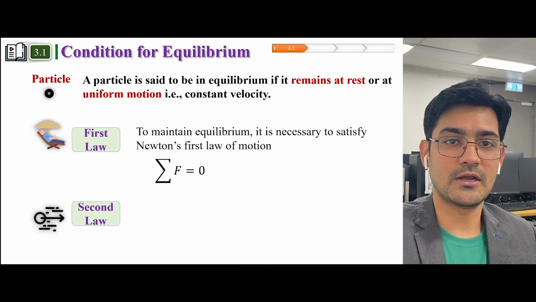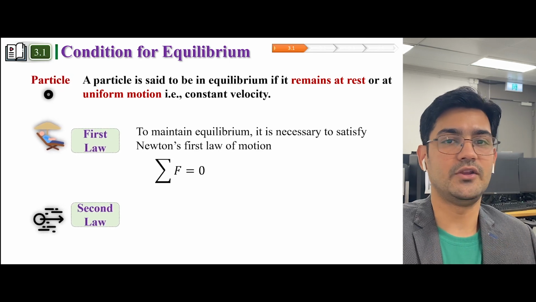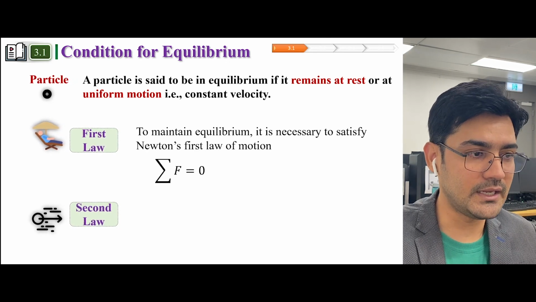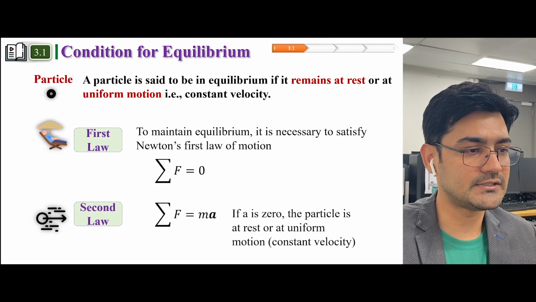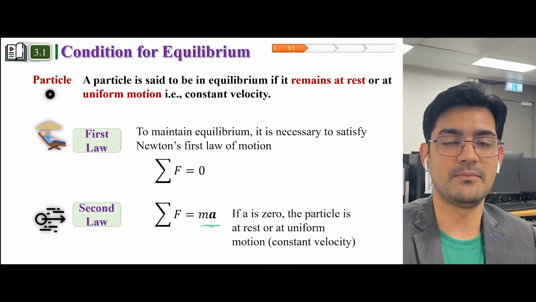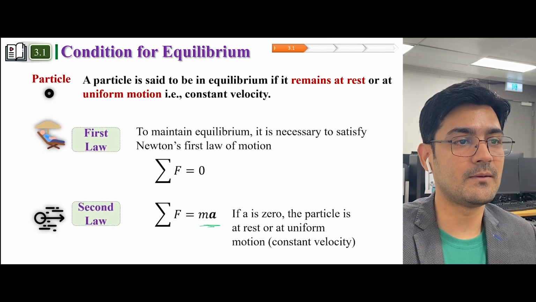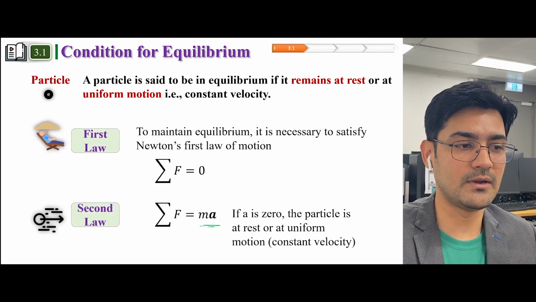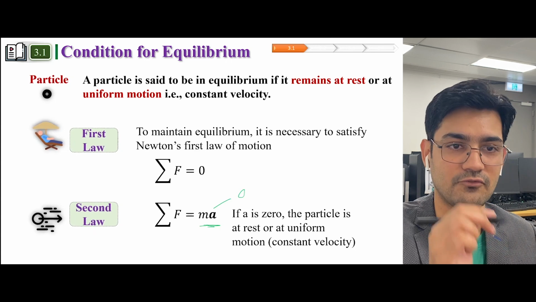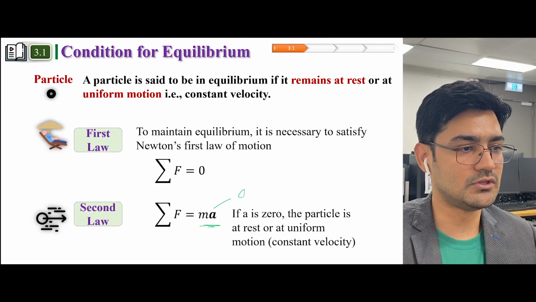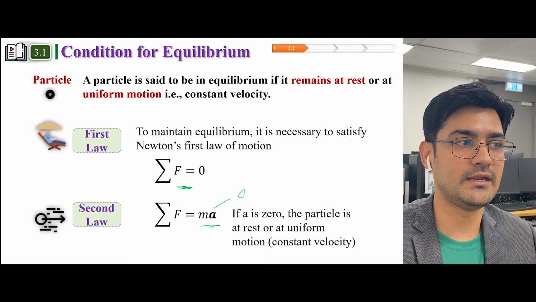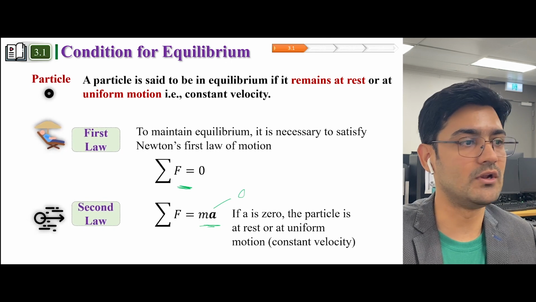Now, for a particle to be in equilibrium, it has to satisfy Newton's first law of motion. That is, summation of all the forces should be equal to zero. Now, Newton's second law says that if there is a force, then this force will produce an acceleration on the mass. So, for a particle to be in equilibrium, the acceleration has to be zero. And the only way acceleration will be zero is that the summation of all the forces acting on a particle would be zero. So this is a condition which needs to be satisfied when we look at conditions for equilibrium.